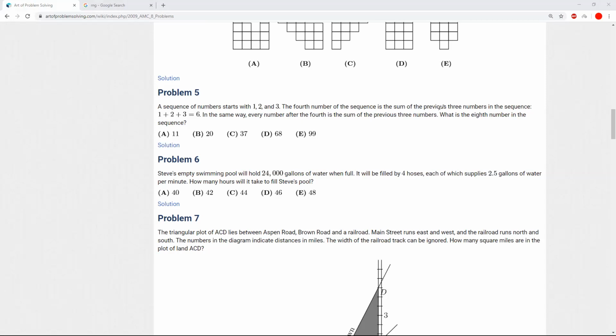So it says every number is the sum of the previous 3 numbers. So if we have 1 as our first number, 2 as our second number, and 3 as our third number, we know our fourth number is going to be 6 because it's 1 plus 2 plus 3. And then we find the next terms are 11, 20, hopefully I don't screw up, 37. And then our eighth term is going to be these 3 combined, 68. D.